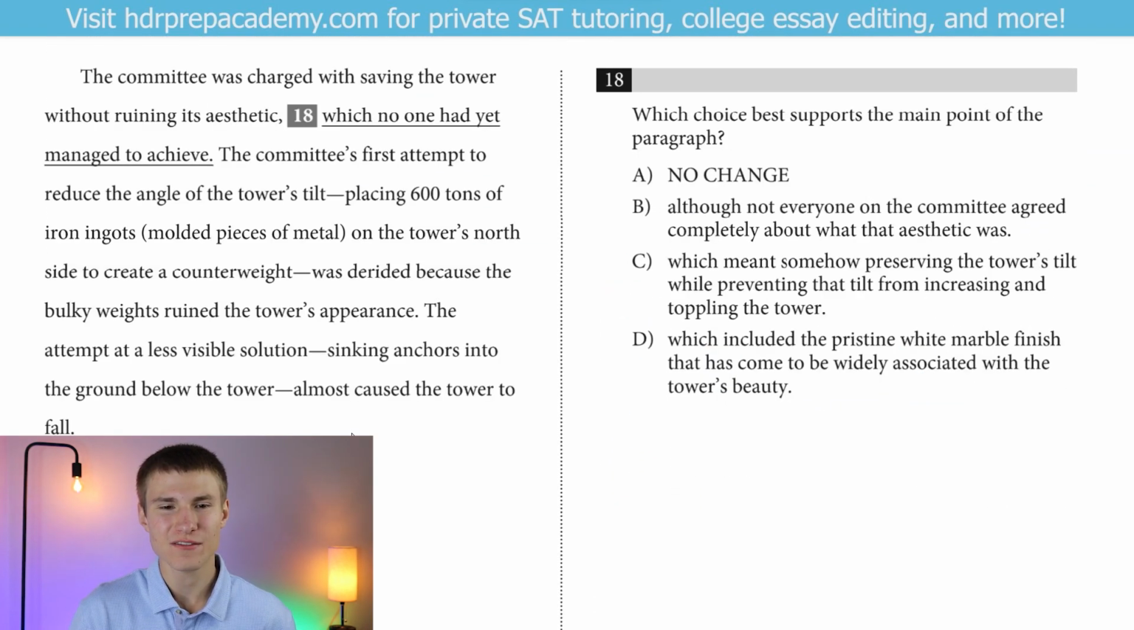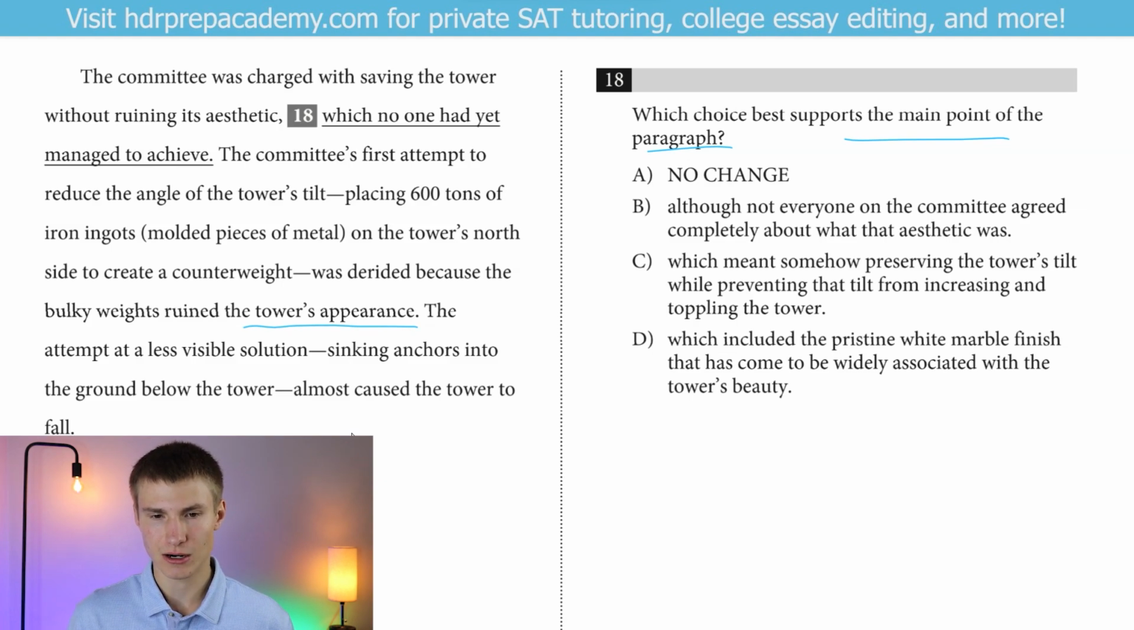The committee was charged with saving the tower without ruining its aesthetic, and now we're asked for which choice best sets up the main point of the paragraph, so we have to read on. The committee's first attempt to reduce the angle of the tower's tilt, placing 600 tons of iron ingots, molded pieces of metal, on the tower's north side to create a counterweight, was derided because the bulky weights ruined the tower's appearance. The attempt at a less visible solution, sinking acres into the ground below the tower, almost caused the tower to fall. All right, so what we can ultimately see here is that we have two solutions that we tried, but there were issues with ruining the appearance and then also with potentially toppling the tower. So we want to focus on both of those in our answer choice.